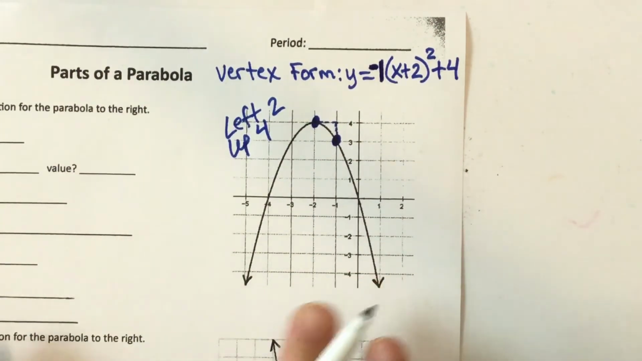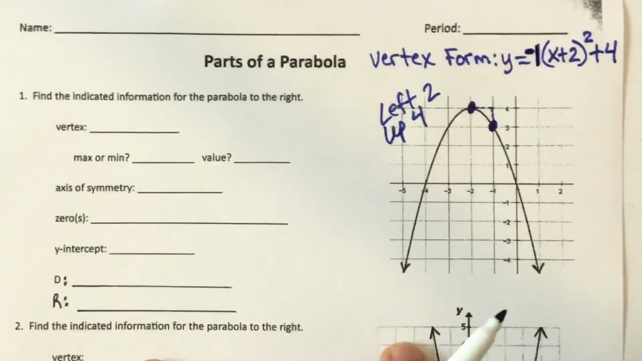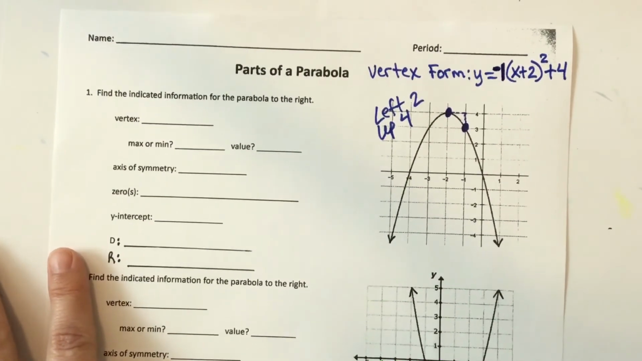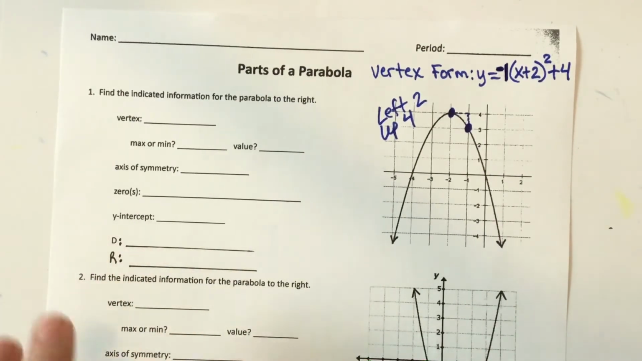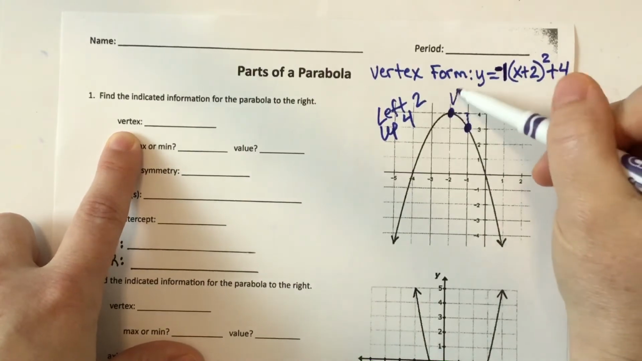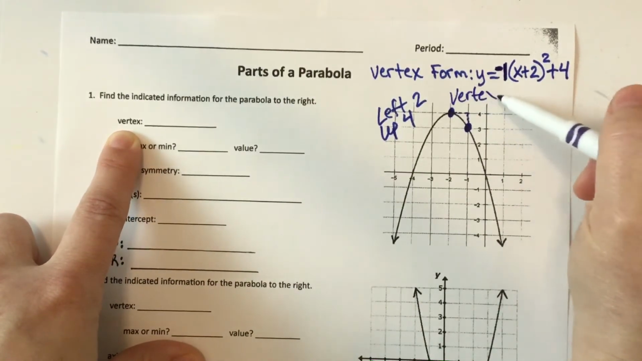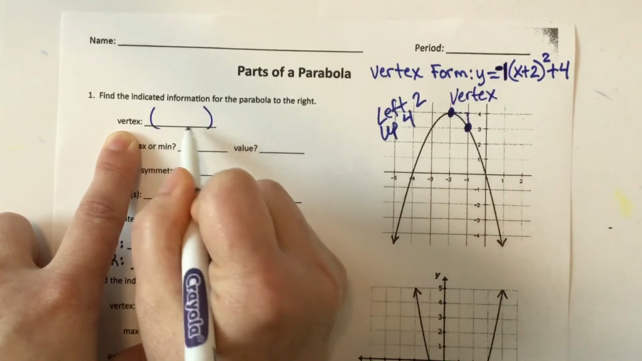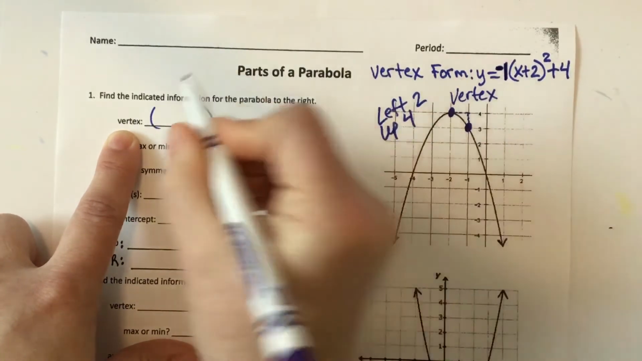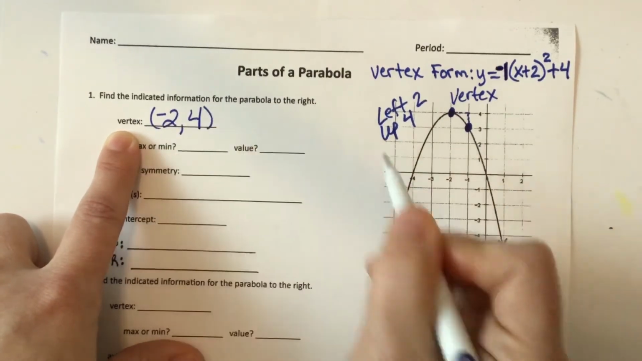Okay, so now I want to practice some stuff that you've already learned. We just haven't talked about it in a few days. So let's see if you guys can remember. So first I want to know what the vertex of this graph is. And remember, the vertex is the highest point of the graph or the lowest point. So as an ordered pair, what point is this? Left 2, up 4. It's negative 2, comma 4.